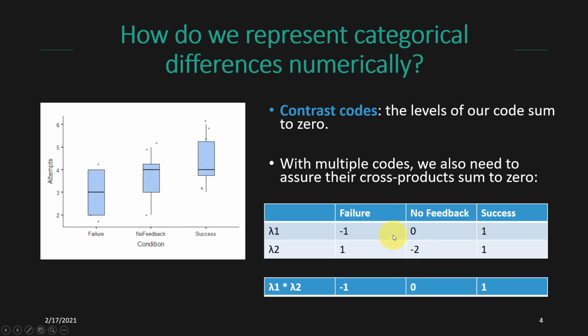Now, we have these two codes, right? And we can see that if we add across, they sum to 0. -1 plus 0 plus 1 is 0. 1 plus -2 plus 1 is 0.